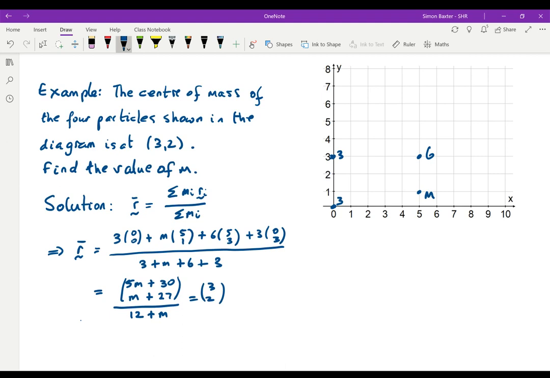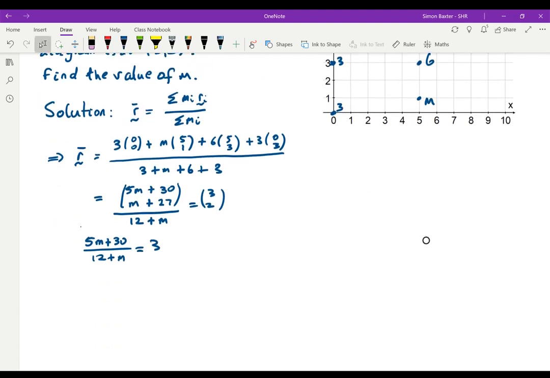If we just look at the top line of that, we get that 5m plus 30 divided by 12 plus m equals 3. And this gives us that 5m plus 30 is equal to 3 times 12, which is 36, plus 3m. That gives us 2m equals 6. Therefore, m equals 3.